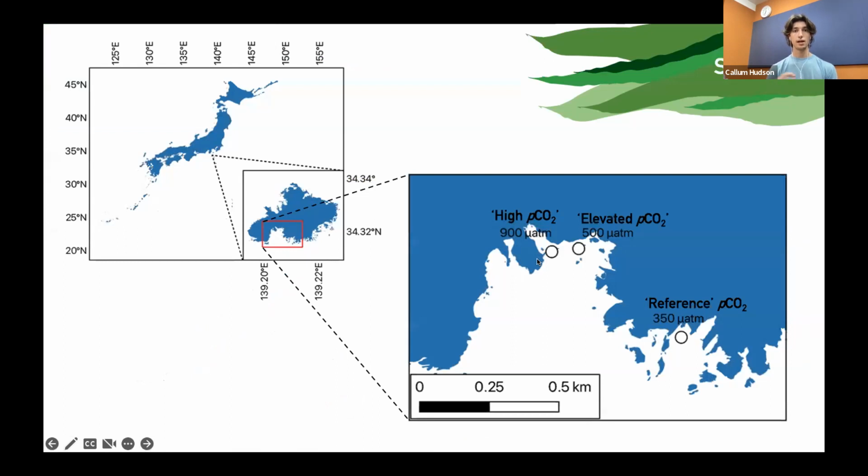So in this study at Shikanejima, we compared the algal communities at 3 locations around the seep site. Firstly, we looked at a reference area outside of the influence of the CO2 seep, which we used as a control for modern day conditions. Secondly, we used a near future elevated CO2 area, and lastly, an end of the century high CO2 area. I'll refer to these from now on as reference, elevated and high respectively.